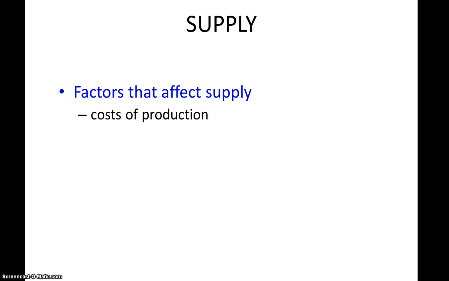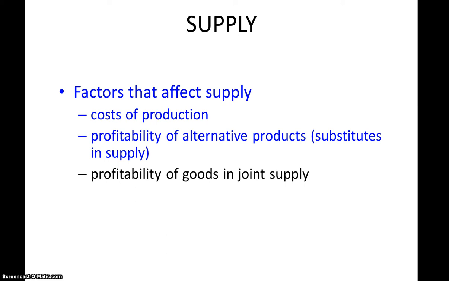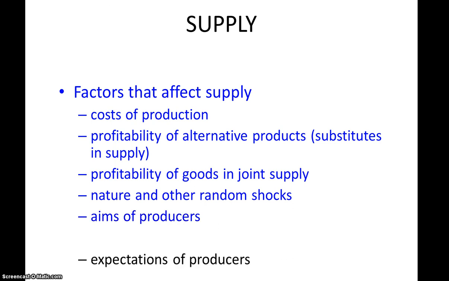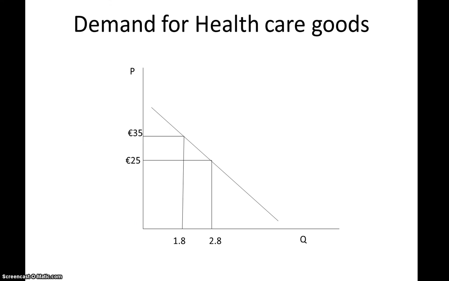So I said we graphically display a supply curve. Before we do that, I just wanted to look at the factors that affect supply. We have different factors that can affect supply, such as the cost of production, so how much it costs to actually produce the good, the profitability of alternative products, so again, are there substitutes in supply already, the profitability of goods in joint supply, again that's coming back to the idea of complementary goods. Nature and random shocks can affect the supply of a product, and then of course the aims of producers and the expectations of producers can affect the supply of the product.